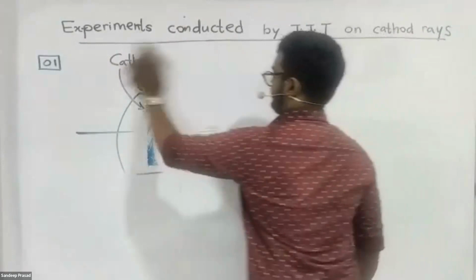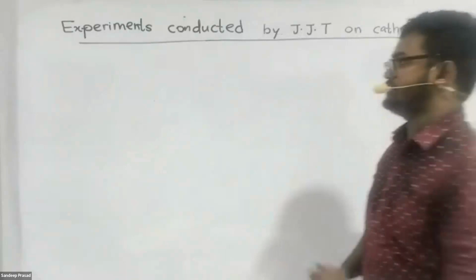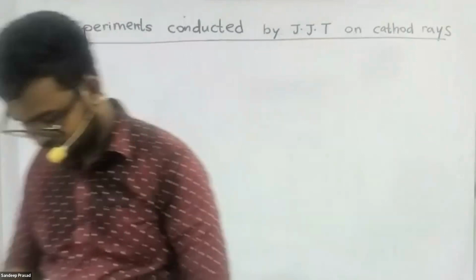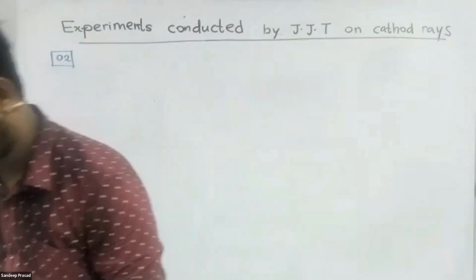Second experiment conducted by J.J. Thompson. The second experiment was very interesting. Why? That experiment was very, very interesting because he has used a metal cross.